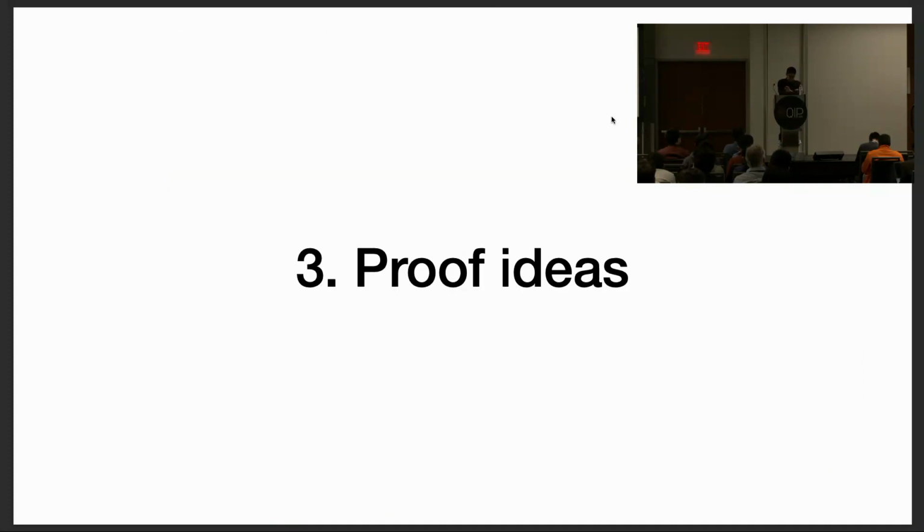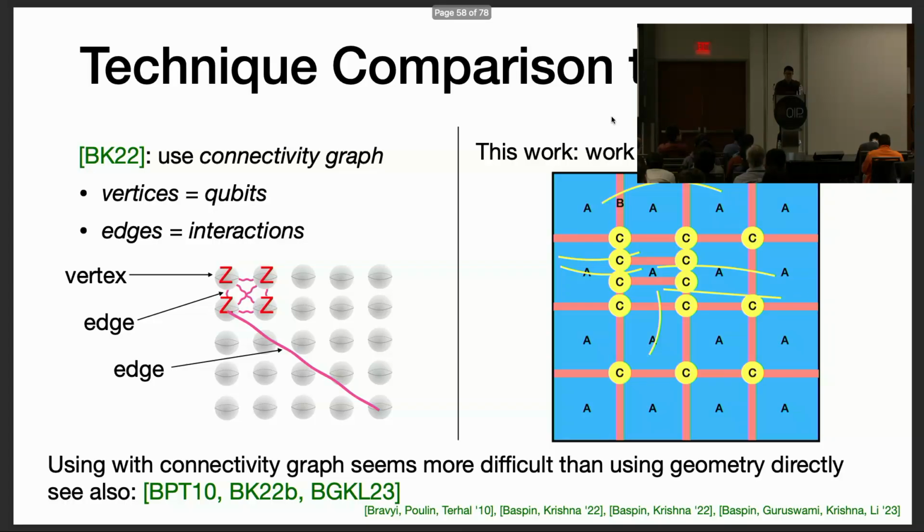Okay, I don't think I have that much time, so I'll just say a few words about the proof and mostly just show some pictures. So first, at a very high level, what is the difference between our techniques and the techniques in Baspin and Krishna that allow us to get the tight bounds?